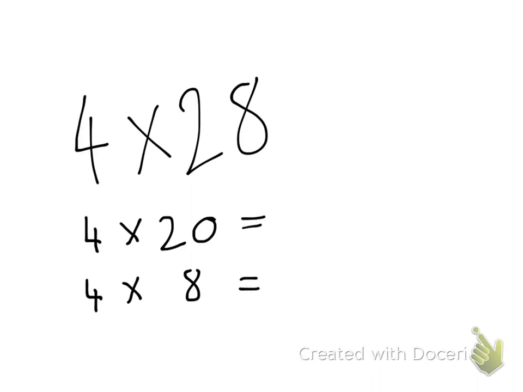What is 4 times 20? Well, I know that 4 times 2 is 8. So therefore 4 times 20 must be 80, because I just add the 0. 4 times 8, I could skip count that if you like, or you may just know the fact. 4 times 8 is 32.